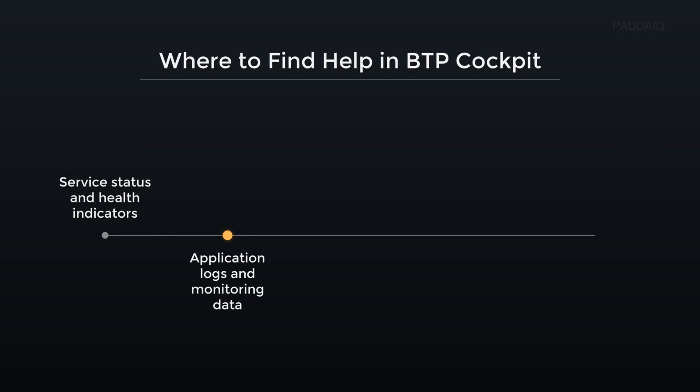Application logs and monitoring data. This shows your app's health and activity details in real time. For example, if your employee portal is running slowly, you can check these logs to find the exact cause. This data is essential for quickly diagnosing and fixing operational issues.